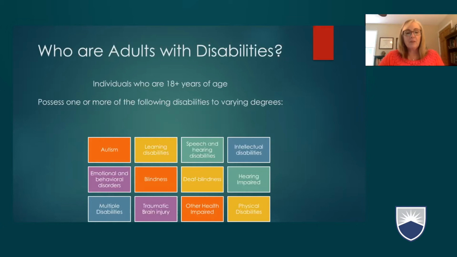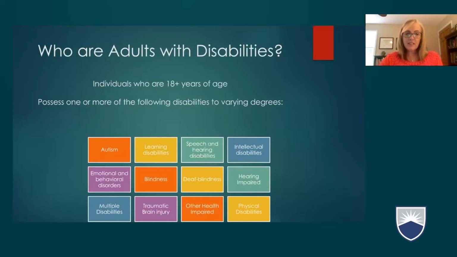Now, the categories of disabilities that I have listed here are from the federal government. It's an easy way to get a snapshot of all of the different disabilities that exist. And there are more than what appear here, but these are the major ones. So we're talking about individuals with autism or autism spectrum disorder, learning disabilities, speech and hearing disabilities, intellectual disabilities, emotional and behavioral disorders, blindness, deaf blindness, hearing impairment, multiple disabilities, traumatic brain injury, other health impaired, and physical disabilities.